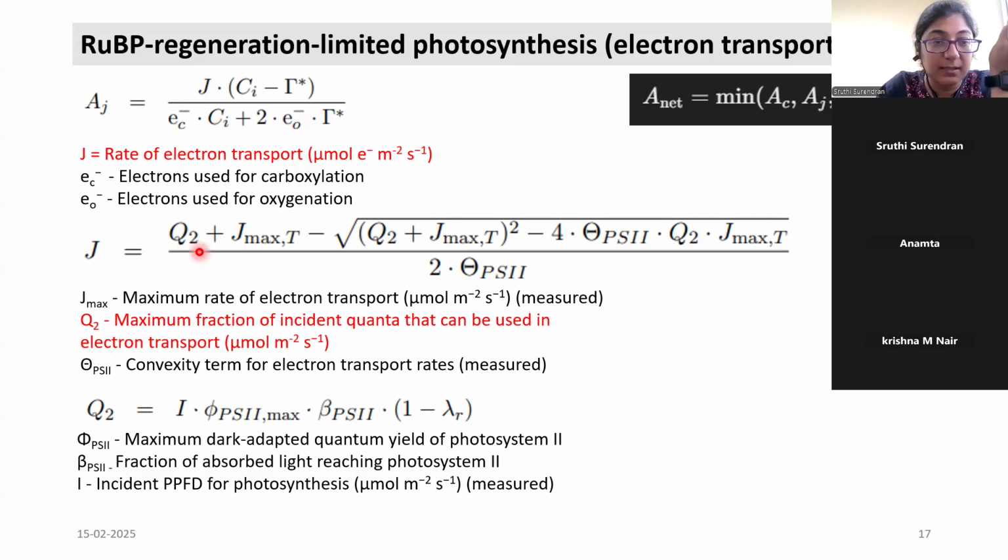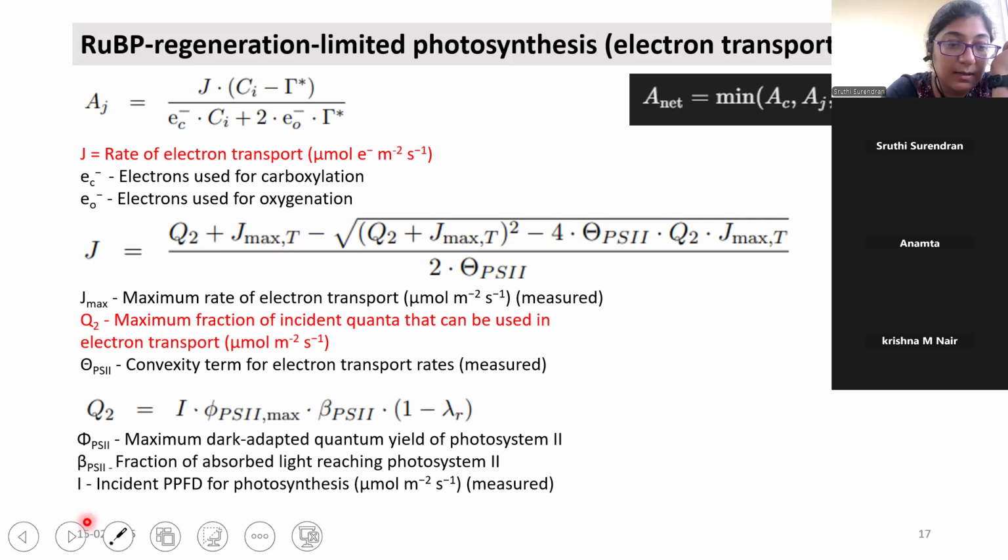It is estimated as a function of Q2. Q2 is related to light, how much light is being absorbed. Then Jmax is again the maximum rate of electron transport. Now, this value over here is something that we can measure again using that machine that I was saying. So this value we have. So if we have this value, how do we estimate the remaining values is something that we will go through.